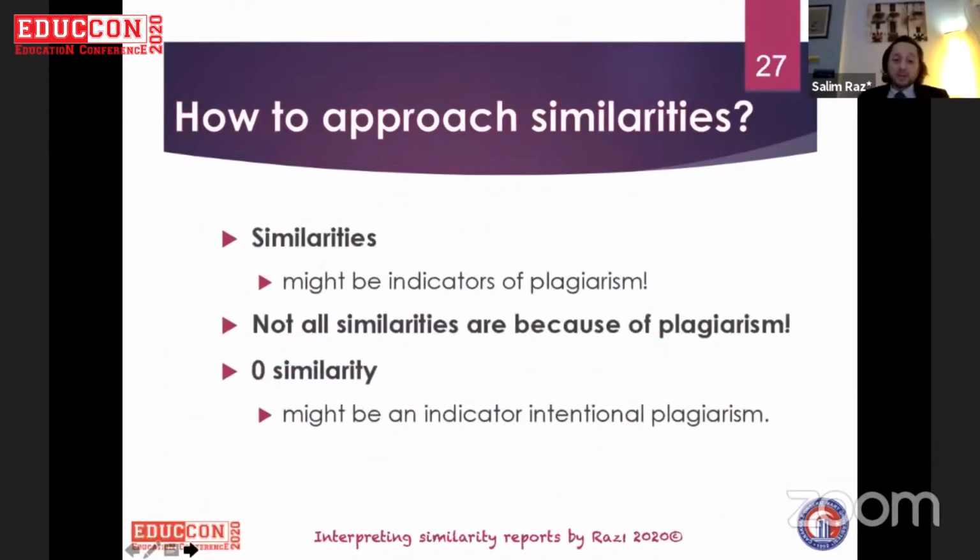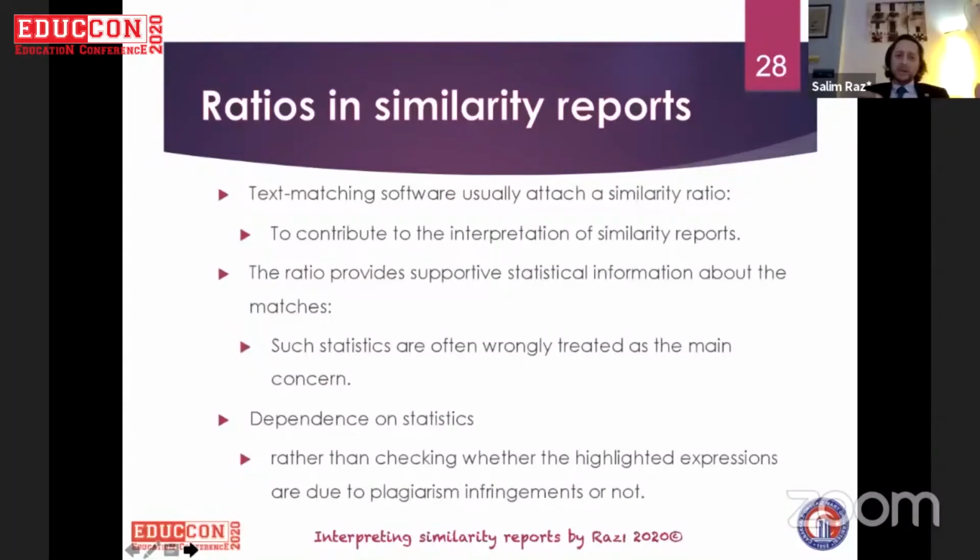Then how do we need to approach similarities? Be careful. Sometimes 0% similarity might be indicating plagiarism. This is a very important lesson for all of us. Why do I tell this? I'm going to try to explain this with reference to some examples.